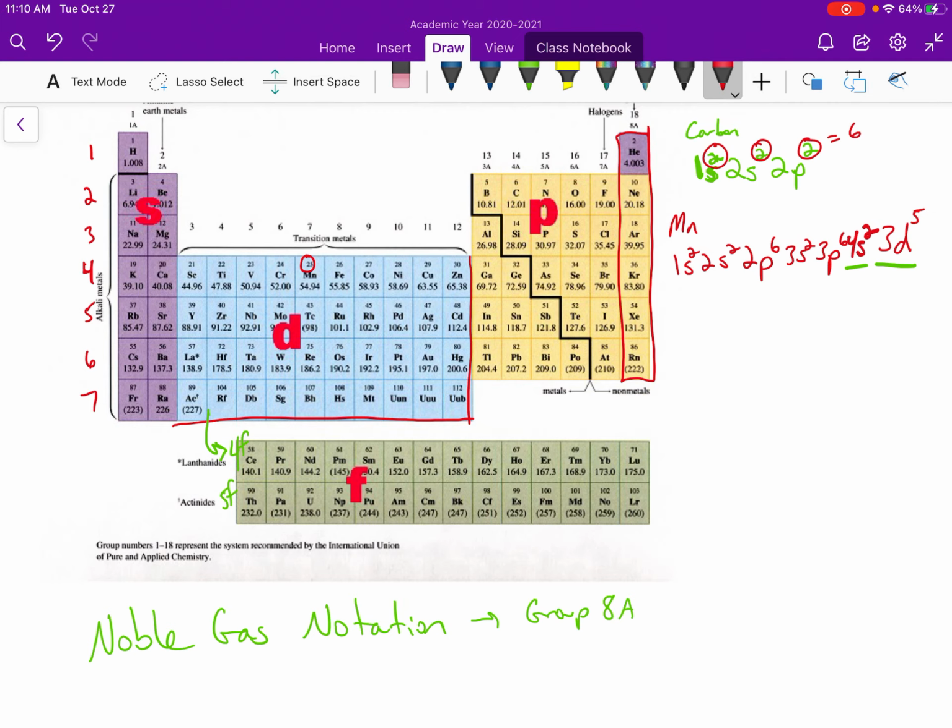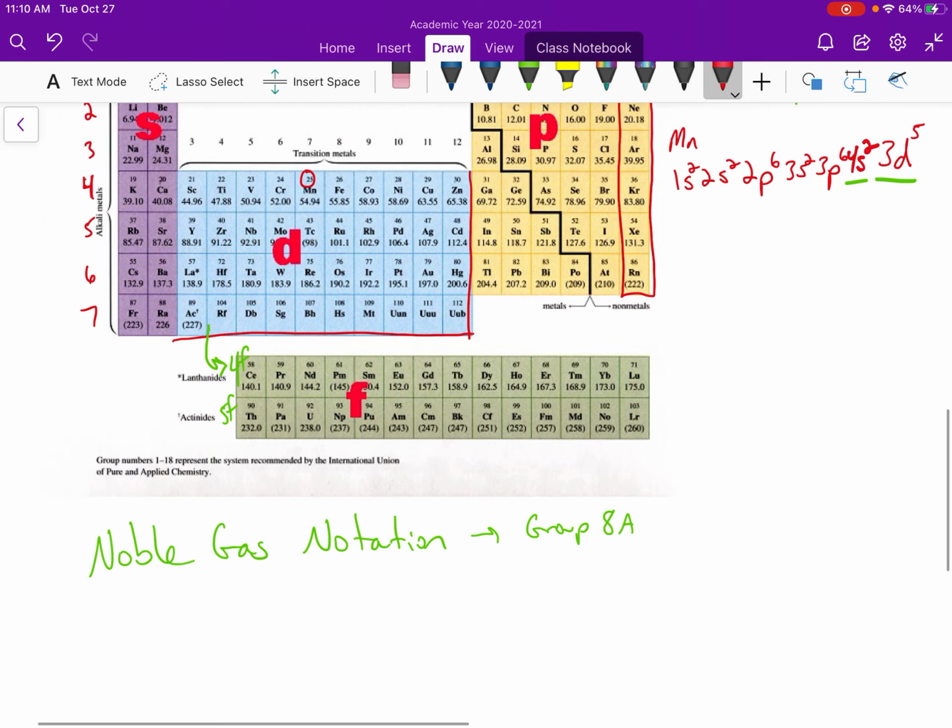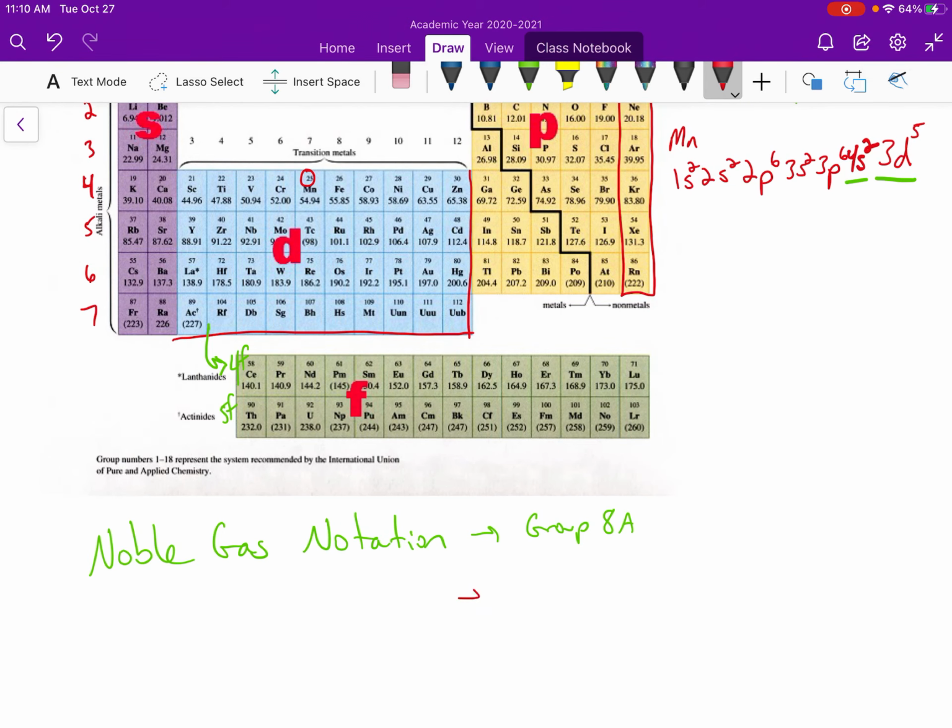Because those are all quote-unquote full, as in all the boxes in those rows are full, what you can do is actually start with those. So with noble gas notation, here's the rule. You go back until the first noble gas you hit, and start with that.